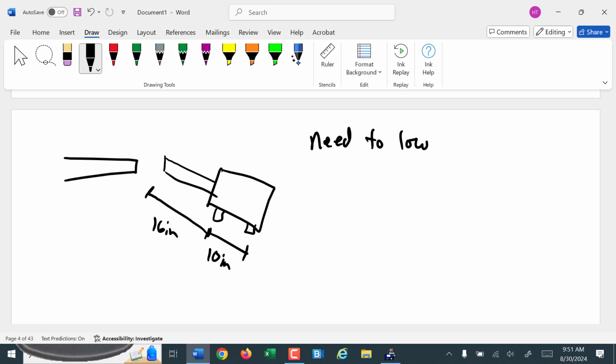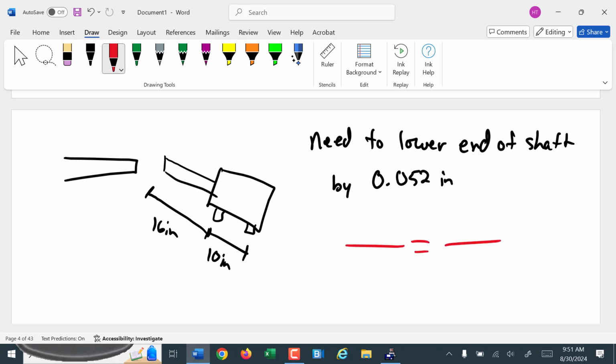So if I give you a distance between feet here of 10 inches, front foot to end of shaft of 16 inches, and we need to lower the end of the shaft by, let's say, 52 thousandths of an inch. So we're going to use that same ratio. Do we know the shim? No, that's what we're trying to find here. What number goes below here?